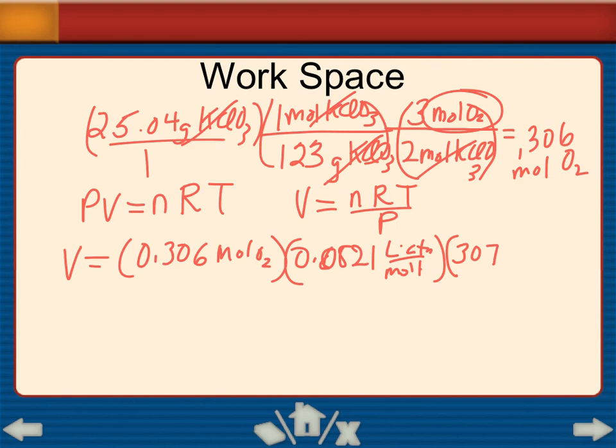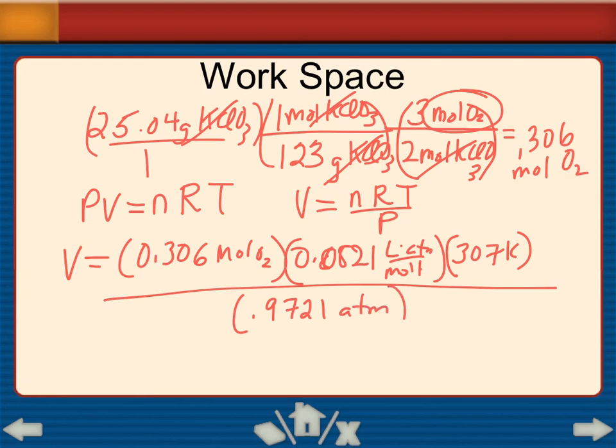Temperature we converted to Kelvin, so 307 K all over P. Pressure we converted to 0.9721 atmospheres. And now the volume then, check for all your units. Moles cancel with moles. Atmospheres cancel with atmospheres. Kelvin with Kelvin. We're left with liters. And volume comes out to be 7.933 liters of O2. Looking at the pieces of data, I would say that 3 sig figs will work out.